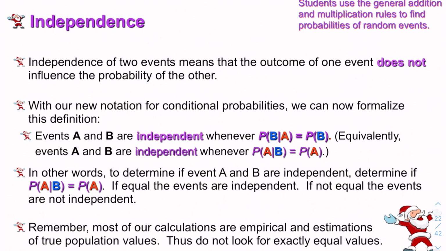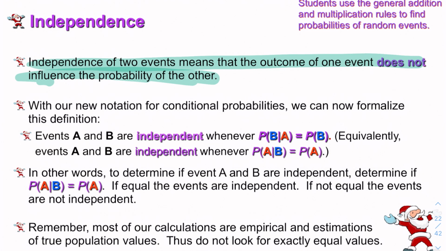Okay, one more time on independence. Independence of two events means that the outcome of one does not influence the probability of the other. Let me say that again. Independence of two events means that the outcome of one event does not influence the probability of the other.